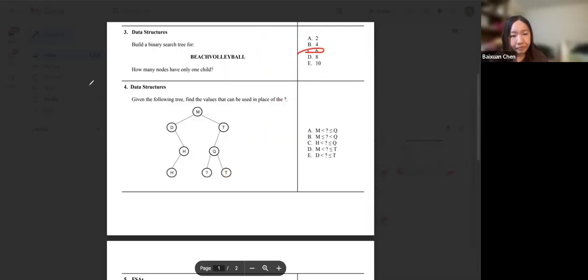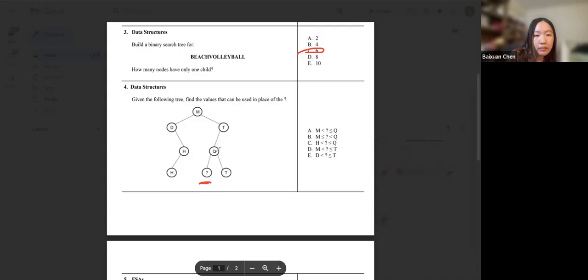6 will be the answer. And then, given, this is something we haven't seen before, given the following tree, find the values that can be used in place of the question mark. So that just means what values can this one be? So it's kind of like the opposite logic of what we've used before.